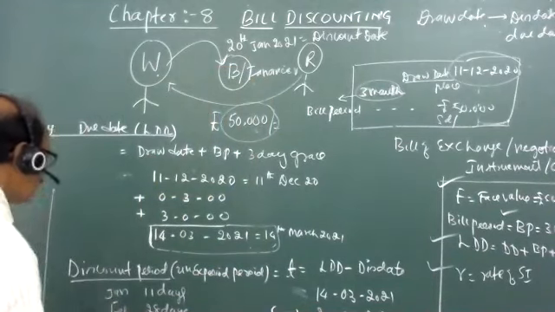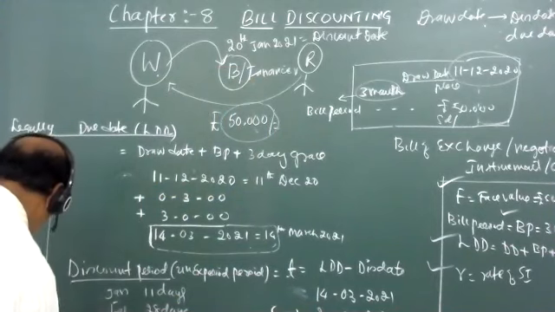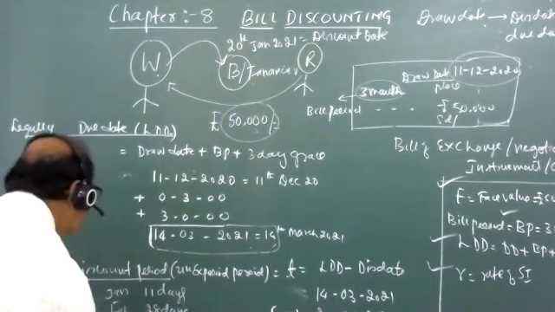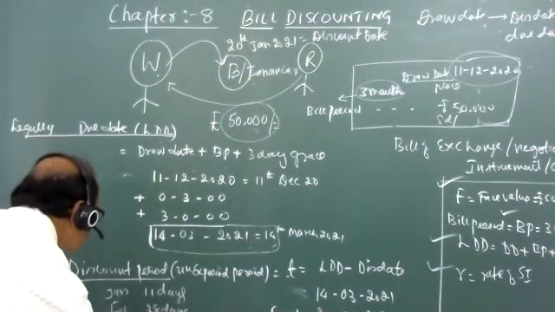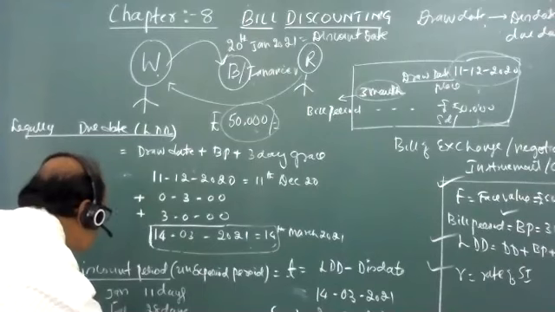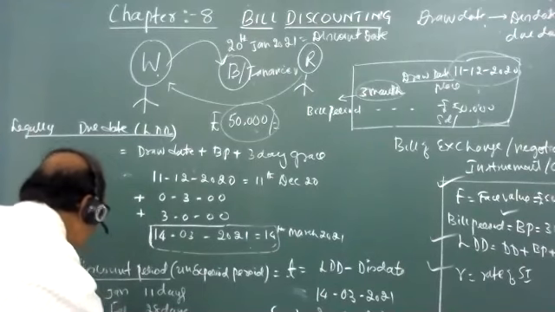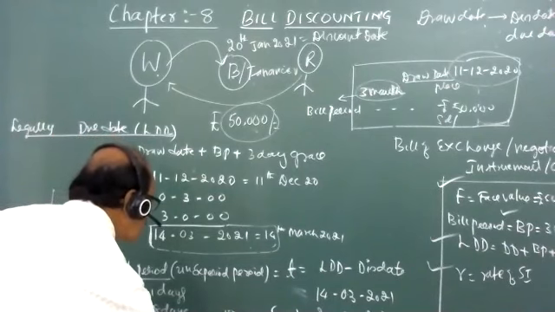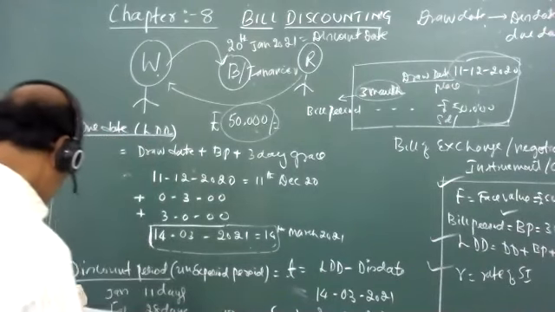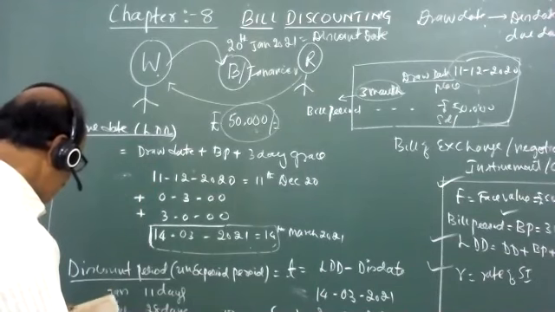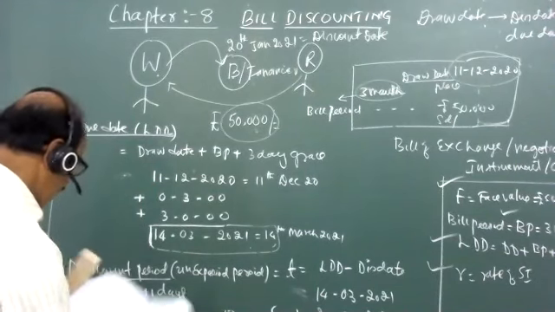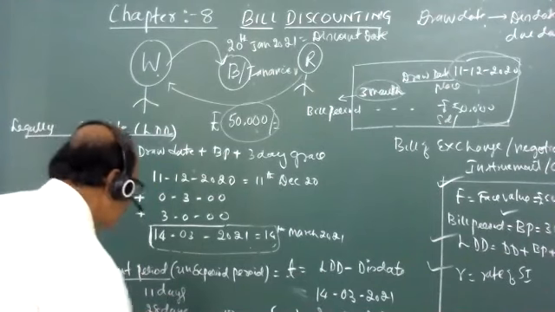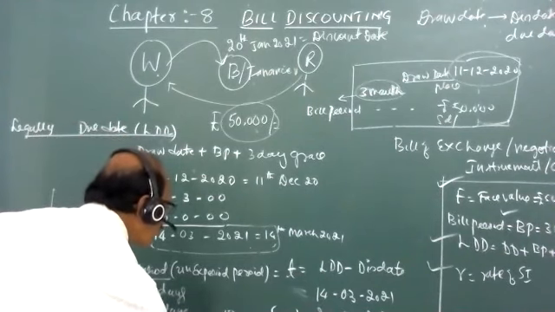The total days will be 53 days. 53 days. That is 53 by 365, which becomes years. So I calculate that, and it will be 0.15 year.